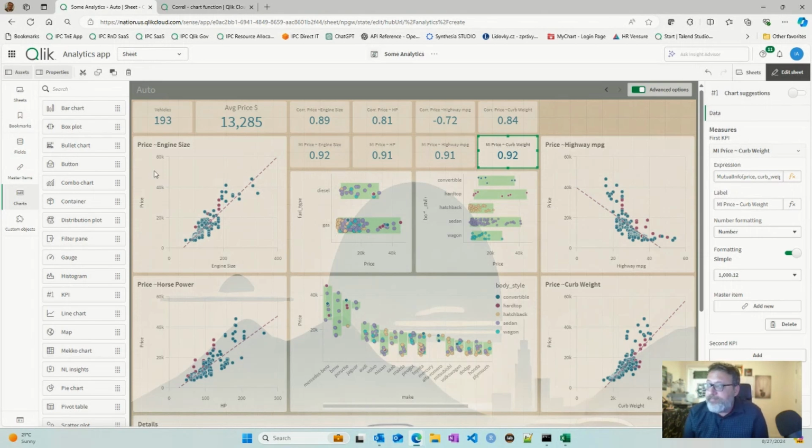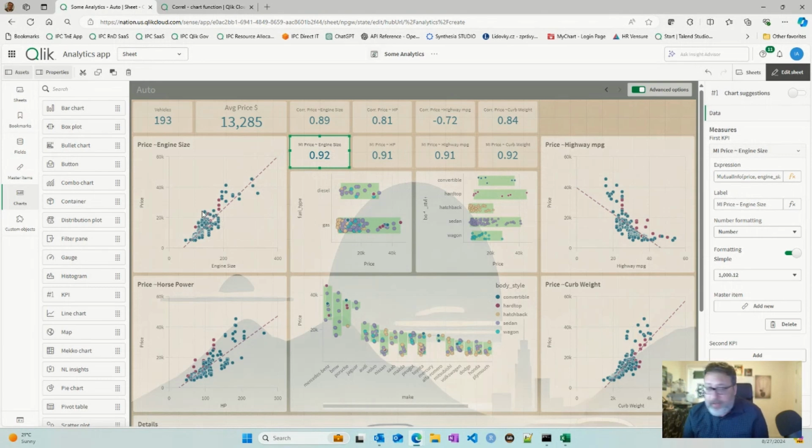They're all high because I cherry-picked the highest correlation and mutual information. And what this tells me is, by only having the engine size, I can get 92% information about price. This is a rough simplification of mutual information. So if you're a statistician, don't hate me. I'm just trying to fit this explanation in a short video.